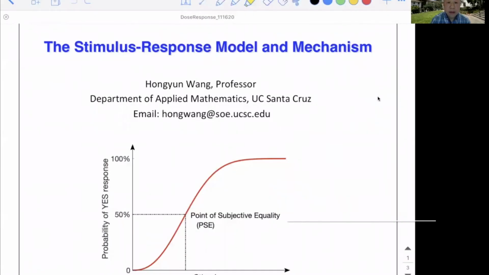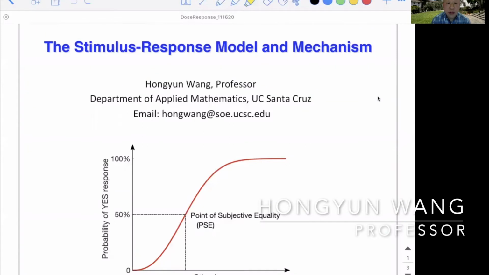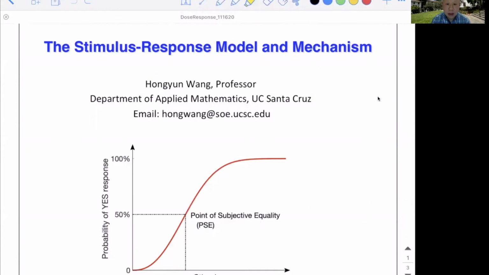Hello, everyone. This is Hongyun Wang, Professor of Applied Mathematics at UC Santa Cruz. Today, I'm going to tell you about a research direction I'm recently doing. It's the stimulus response model. In general, as we increase the strength of stimulus, the probability of response will increase. The stimulus response model has a very broad application.